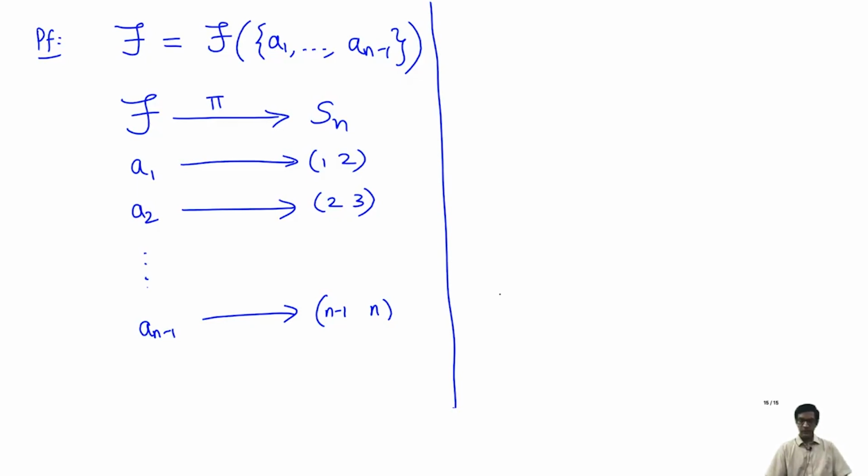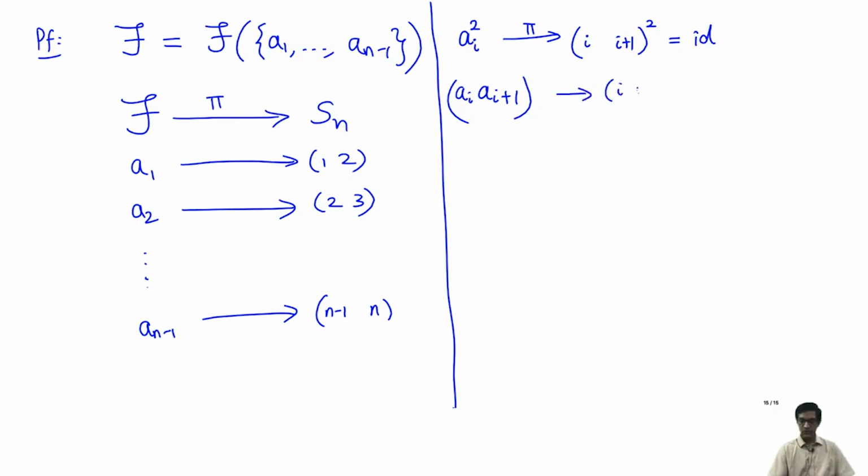The fact that you're mapping it to these transpositions implies, just like in the case of S3, that each Ai squared maps under pi to the square of the transposition (i i+1), and a transposition of course has order 2. So each Ai squared maps to the identity, so Ai squared is in the kernel. If I take a pair of consecutive elements Ai Ai+1, it maps to the product of these two consecutive transpositions, but that's just a 3-cycle (i i+1 i+2), whose cube is the identity. Therefore this cubed is just the cube of this product, which is again the identity.